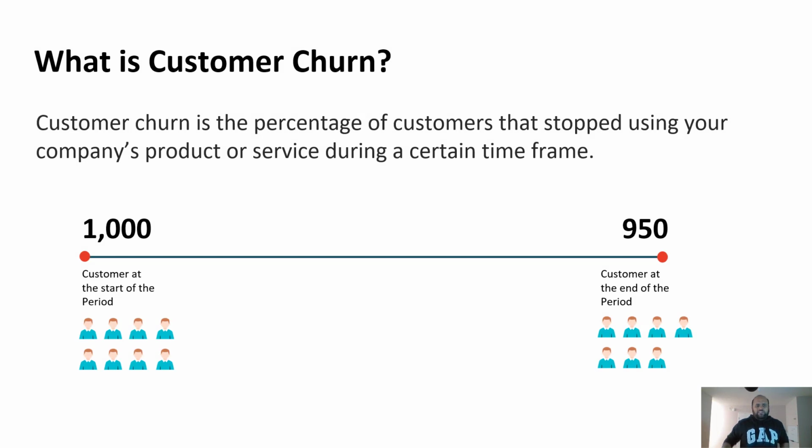Alright, so what is customer churn? Customer churn, think of it as the percentage of customers that you will lose to your competitors, or they would go out of business or whatever, right? So if you had 1,000 customers at the start of the period and at the end of the period you have 950 customers, you have a churn of 5%, 50 divided by 1,000.